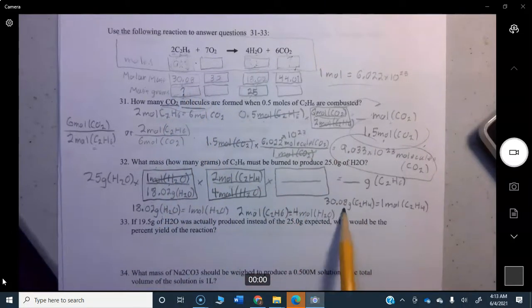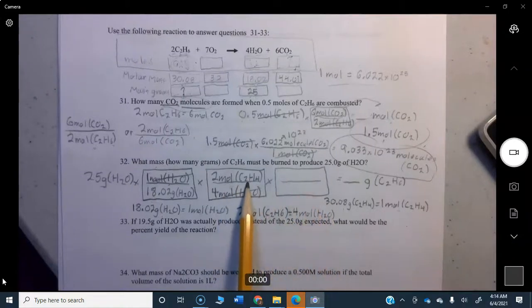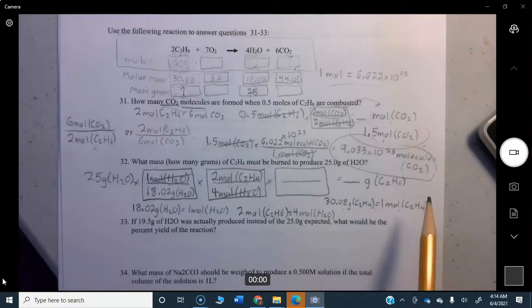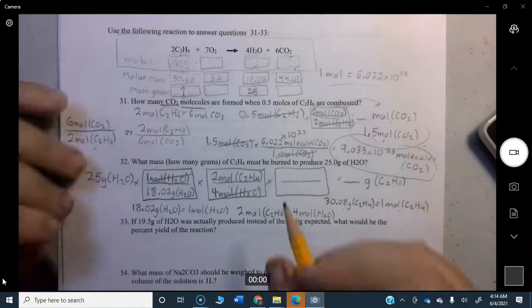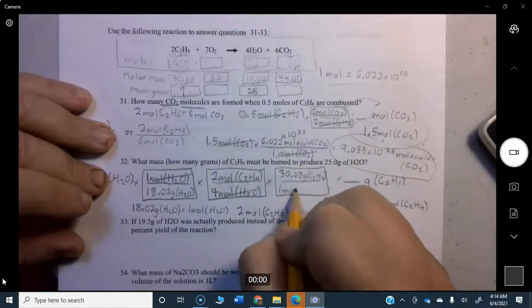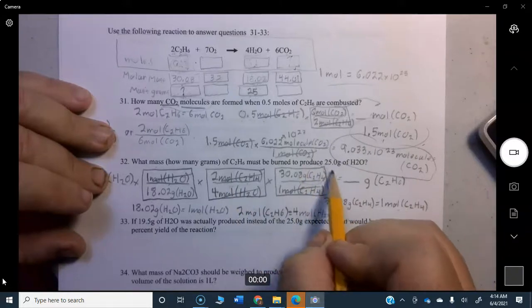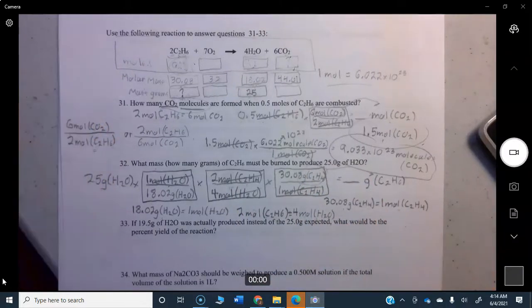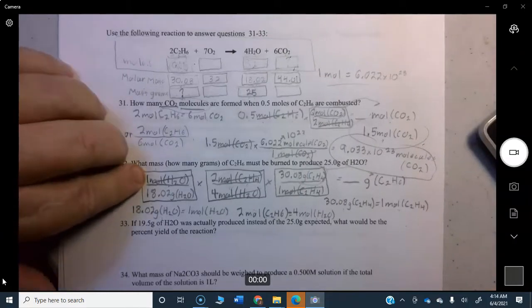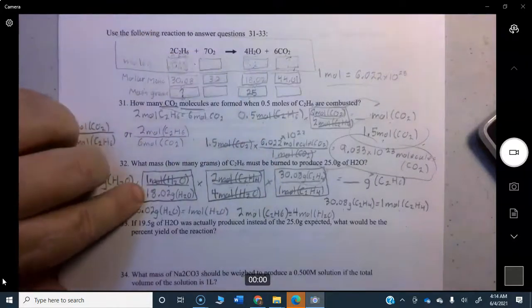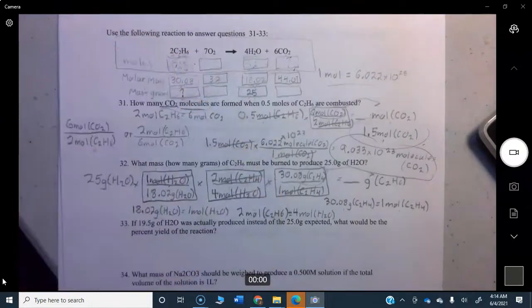Okay, so which one of these two goes on the bottom? Which one goes on top? Well, you need moles of C2H4 to cancel out. You need grams of C2H4 to appear in the final answer. So we're going to put the grams of C2H4 on the top. So moles of C2H4 cancels there and there. Last man standing is grams of C2H4. So we have everything set up properly. So it's 25 times 1 times 2 times 30.08 divided by 18.02 divided by 4 divided by 1.